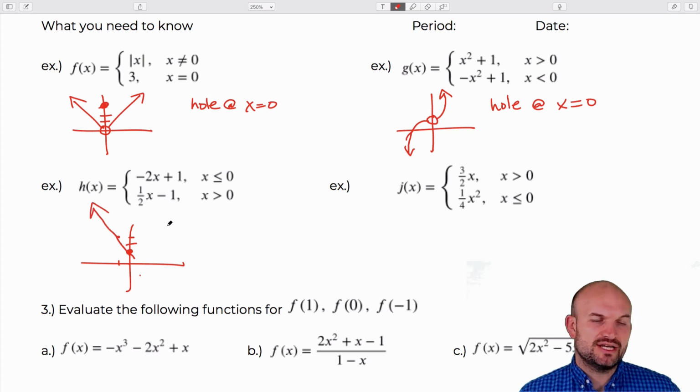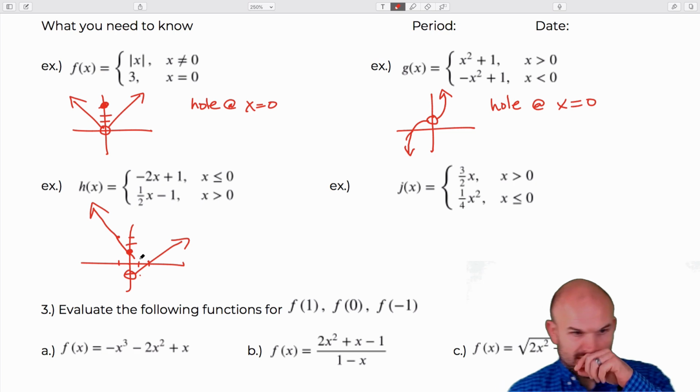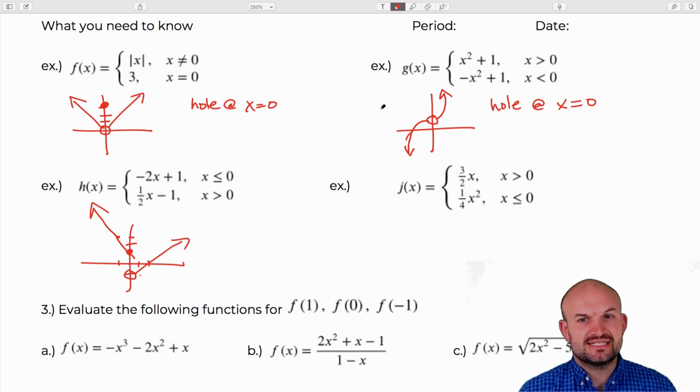And then my other equation is 1/2 x minus 1. So it's going to be down 1, and that's going to be for x greater than 0. So it's going to be an open circle, like up 1 over 2. So that's going to be something like this. Now in this case, you can see that the graph is actually not connected at all, right? So at least with these, they had that undefined value, but that was it. You just had one value that was undefined.